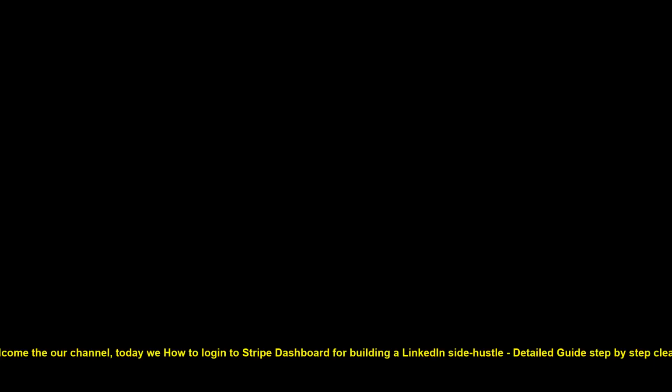step by step clearly. To begin logging into the Stripe dashboard, open your web browser. In the address bar, type in www.stripe.com and hit enter. Once the Stripe homepage loads, look for the sign in button located at the top right corner of the page. Click on the sign in button to proceed to the login screen.